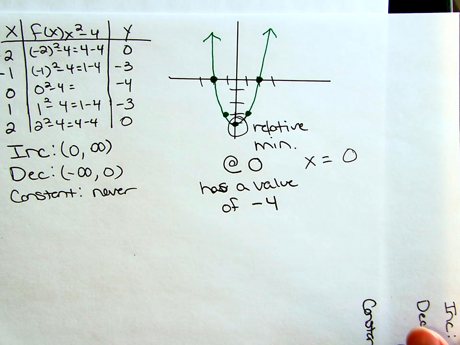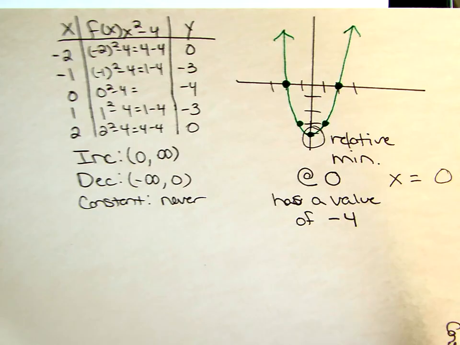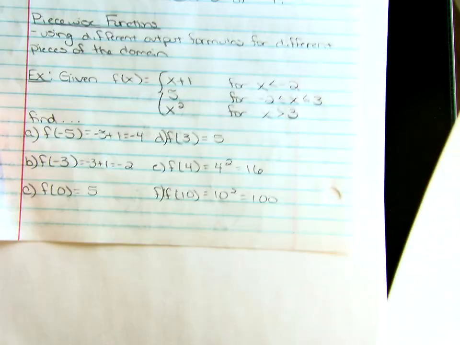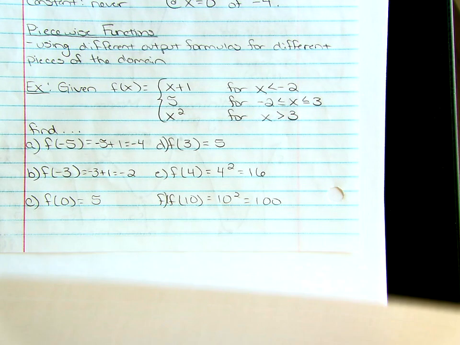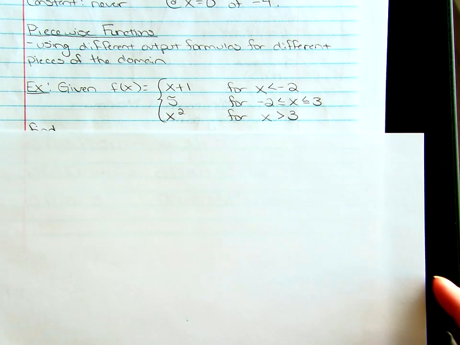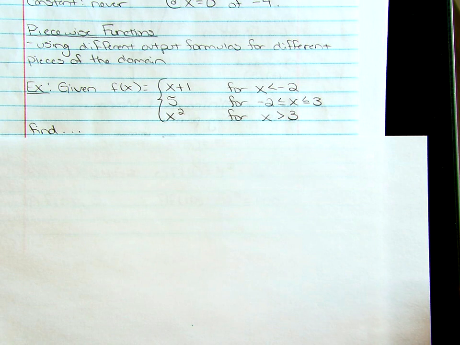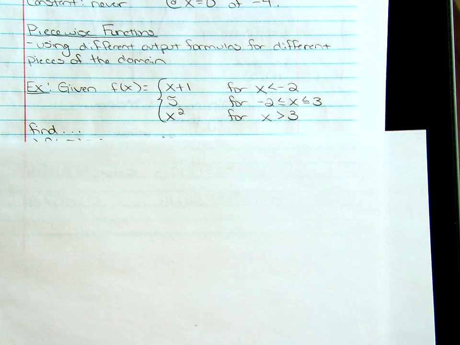All right, let's talk about some piecewise functions. That was the word nobody could read. Piecewise. I get why you couldn't read it. Piecewise functions are functions that use different output formulas for different pieces of the domain. What that means is you're not looking at one function over the entire span of your graph. You're going to look at one function for one section, and then you're going to look at a different function for a different section, and you're going to look at a different function for a third section, and so on and so forth.